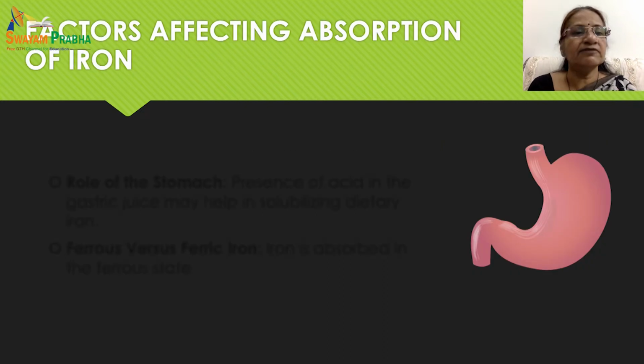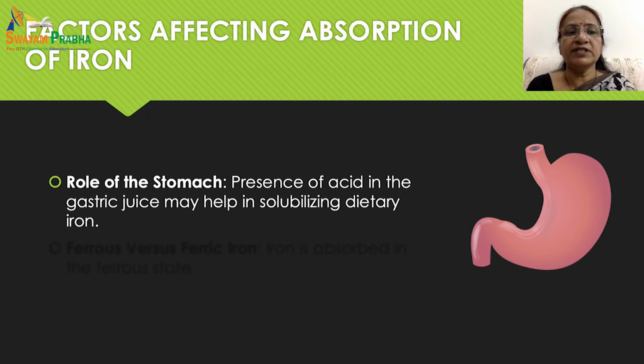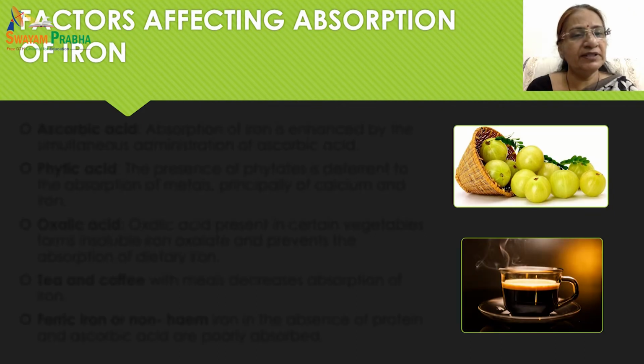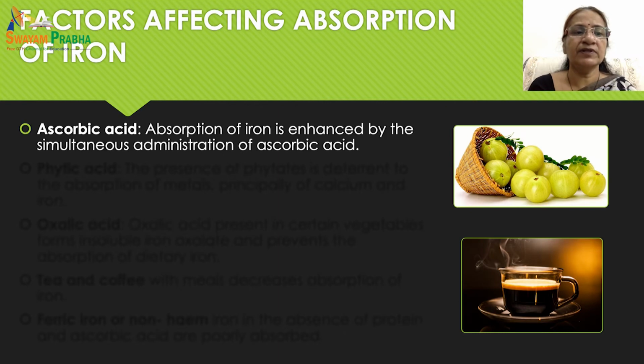Now let us study factors affecting absorption of iron. Role of the stomach. Now presence of acid in the gastric juice may help in solubilizing dietary iron. Absorption of iron is impaired in hypoacidity. Now second is ferrous versus ferric iron. Iron is absorbed in the ferrous state. Now, other factors affecting absorption of iron are: first is ascorbic acid. Absorption of iron is enhanced by the simultaneous administration of ascorbic acid.